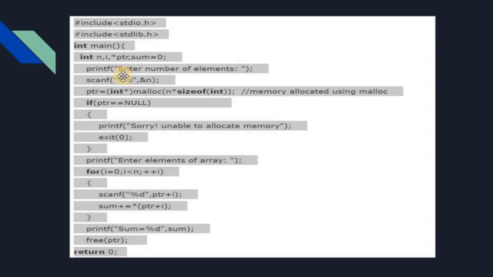Now we ask the user to enter the number of elements that he or she requires and we save it in the variable n. The point to be noted is that by using the malloc function, we have actually allocated memory during the runtime of the program, since we don't know how much memory would actually be needed for the program to run.